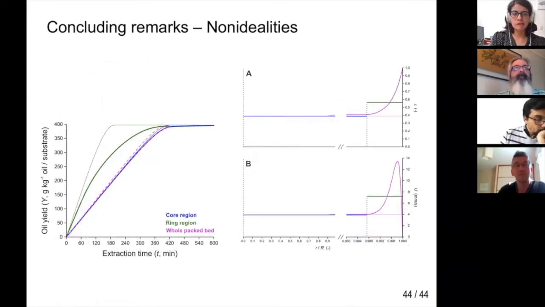A proxy to estimate the effect of radial porosity and superficial velocity profiles is the extraction of the central core at epsilon sub 0 and U sub 0. The precision of the estimation improves as the extraction vessel volume increases.